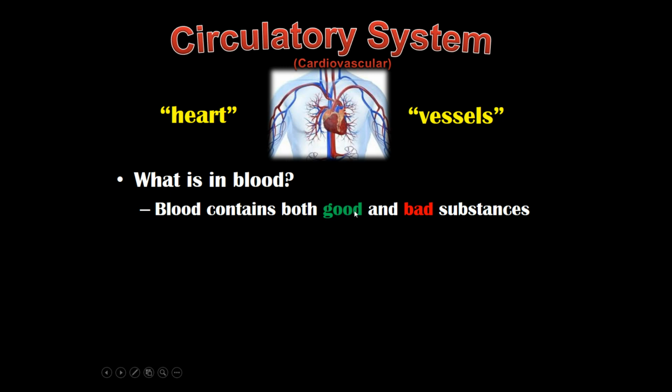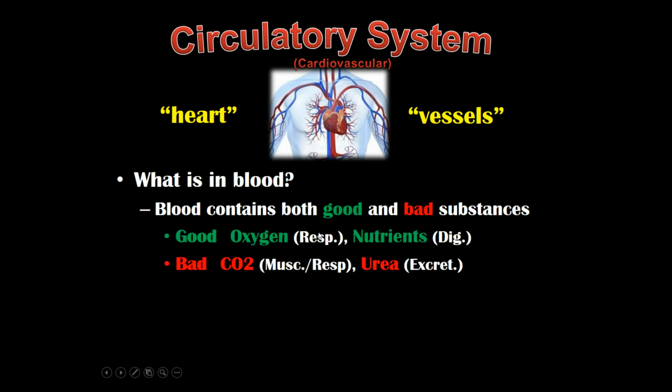So blood contains both good substances and bad substances. The good are oxygen and nutrients. Why did I put these other body systems in parentheses? Because that's where these things come from. The oxygen comes from the respiratory system. The nutrients come from the digestive system. Carbon dioxide is given to the respiratory system. It's taken from the respiratory system.